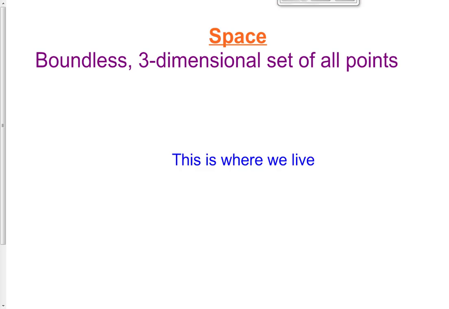A lot of terms in this first section. Space is another term. It's a boundless three-dimensional set of all points. So it's kind of like the air that we breathe. It's three-dimensional. Okay, it's where we live. That is what space is.